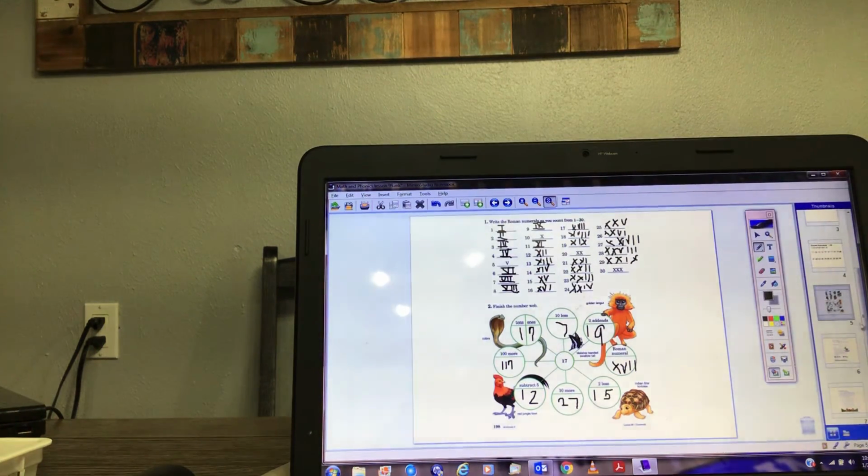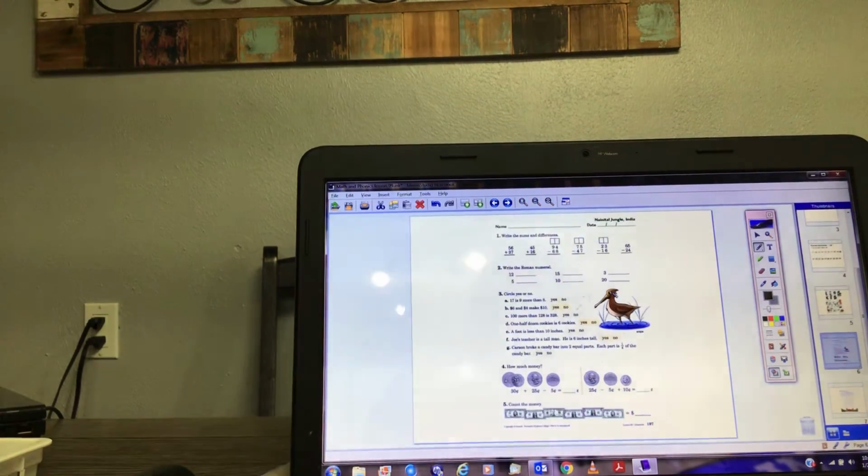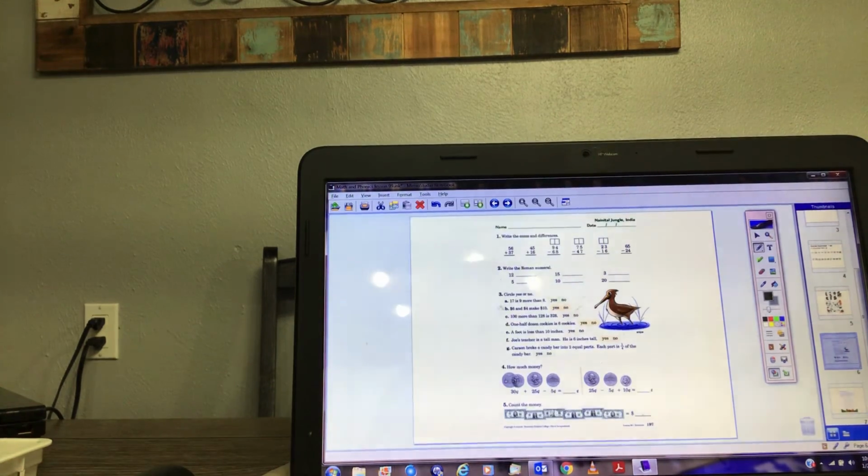I. Very good. Okay, and then this is your seat work. Number 1, write the sums and differences. So we're adding and we're subtracting. Don't forget to borrow. Number 2, write your Roman numerals. If you get stuck on these, which you shouldn't because we should have 1 all the way to 20 down, go back. Number 3, circle yes or no. 17 is 9 more than 8. Well, what's 9 plus 8? 17, so yes. Number 4, money, coins, and then dollars.